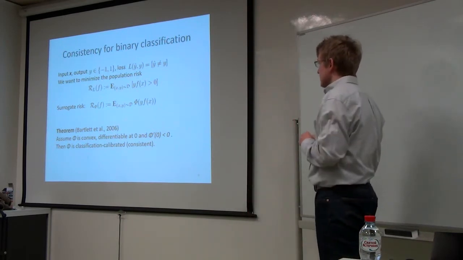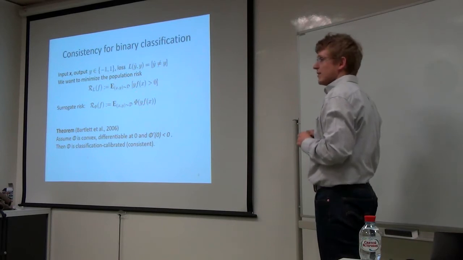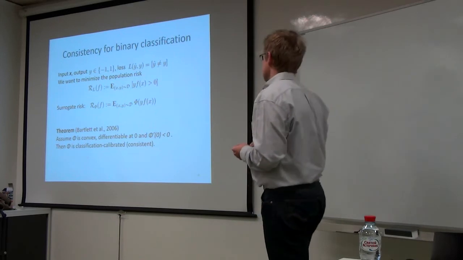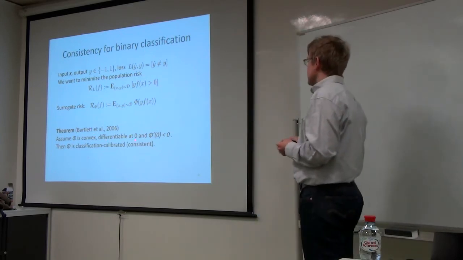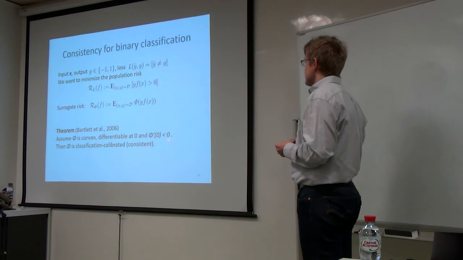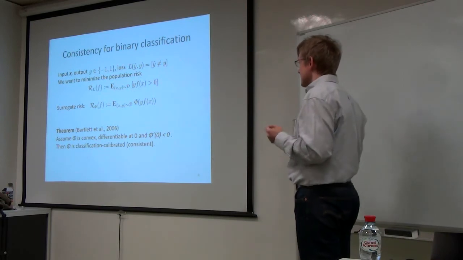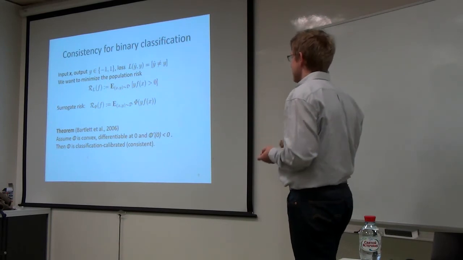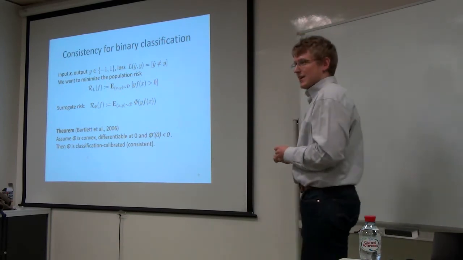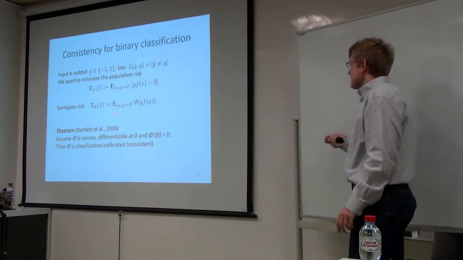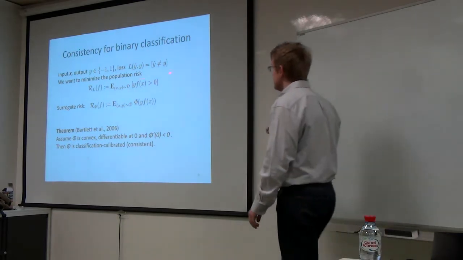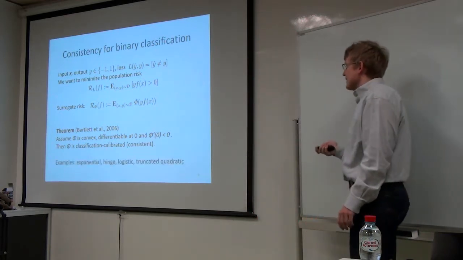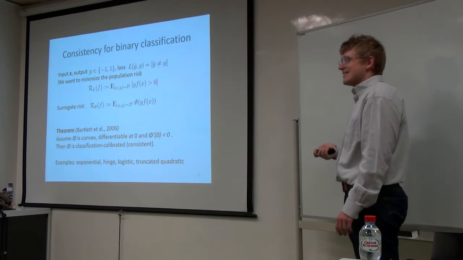So basically, what the result says is that if the surrogate is convex, and we usually want convex surrogates because we want to be able to minimize with guarantees, then, if it is differentiable at 0, and if the derivative at 0 is negative, then this surrogate is classification calibrated, and that's the notion of consistency. It means that minimization of this in the limit of infinite data will lead to minimization of this, under this constraint.